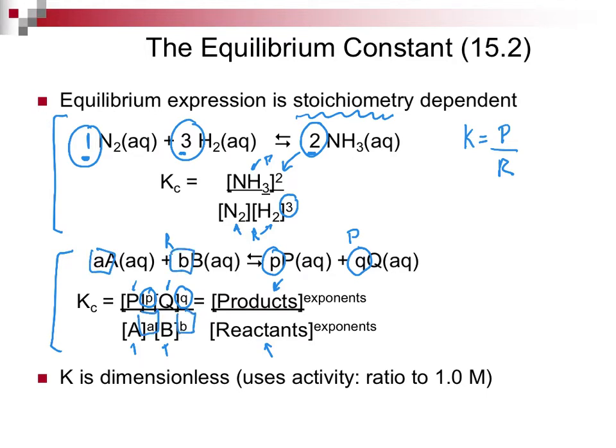Now, K is going to be dimensionless, and why is that? Well, anytime we have a concentration at equilibrium, it represents some molarity. By definition, it is ratioed to a 1 molar concentration. And this again is activity. I'll delve deeper into it in lecture, but for now, please just accept it.